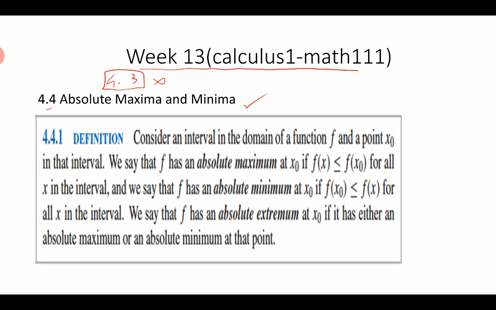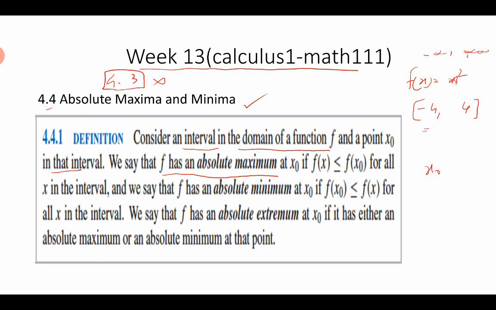So what do we mean by absolute maxima and minima? Consider an interval in the domain of a function f. Whatever the domain of the function f, we get an interval and a point inside the interval. We say that f has an absolute maximum. For example, f of x equals x squared is a function. The domain is from negative infinity to positive infinity, isn't it? What if I give you minus 4 to positive 4 as your interval? In this interval we have to analyze the function, isn't it?